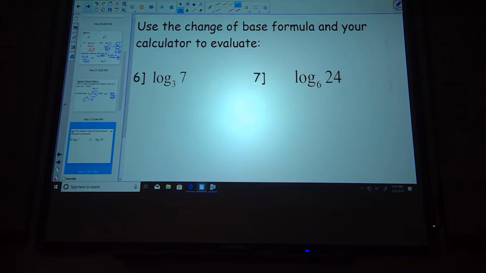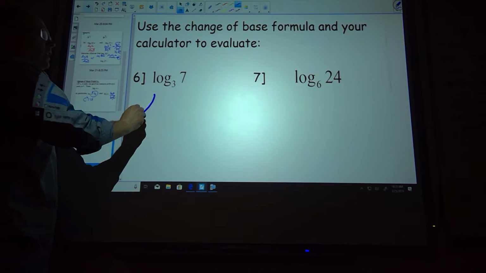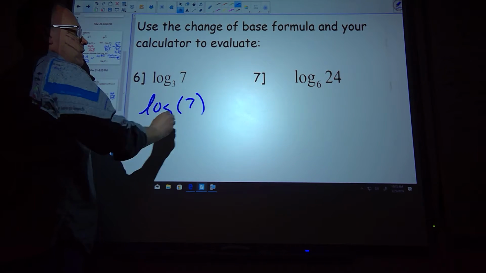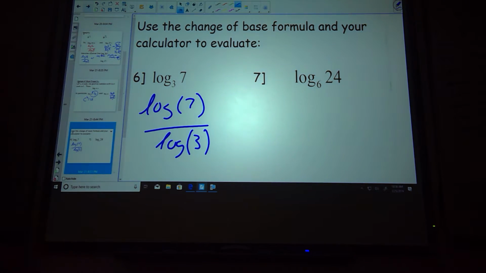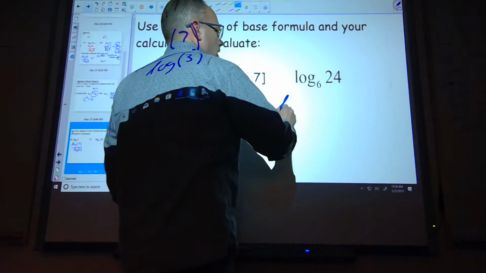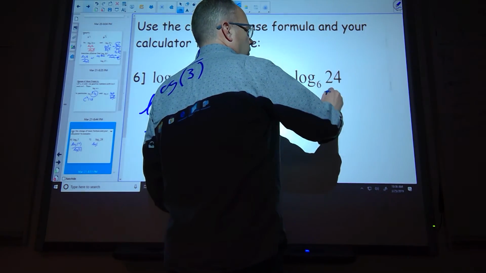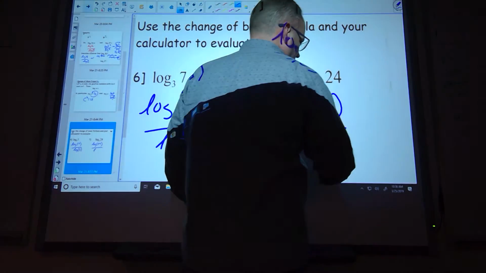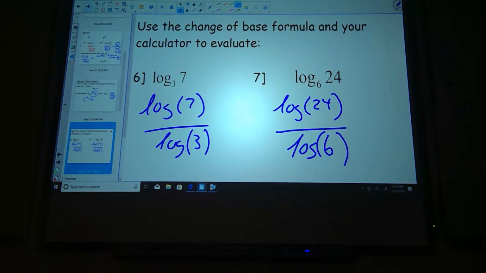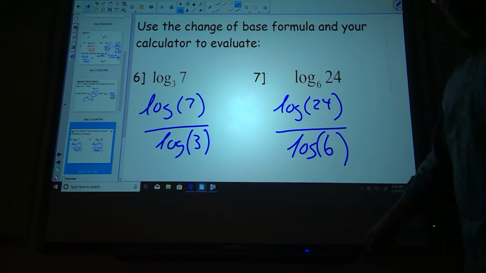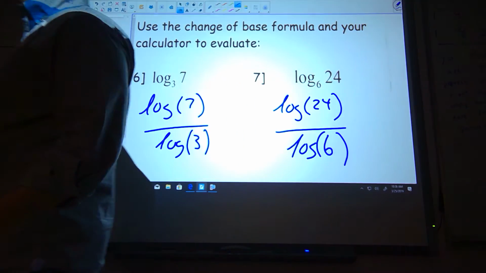All right, use the change base formula to your calculator. So again, on your calculator, I would just hit log 7 over log 3 on the calculator. Pretty simple. This one, I'd go ahead and do log 24 over log 6. And again, this is changing it to base 10, which is the nice default for your calculator, and it doesn't make you have to find extra keys. Okay, the extra keys are useful, but sometimes you're searching too much, it gets a little goofy.